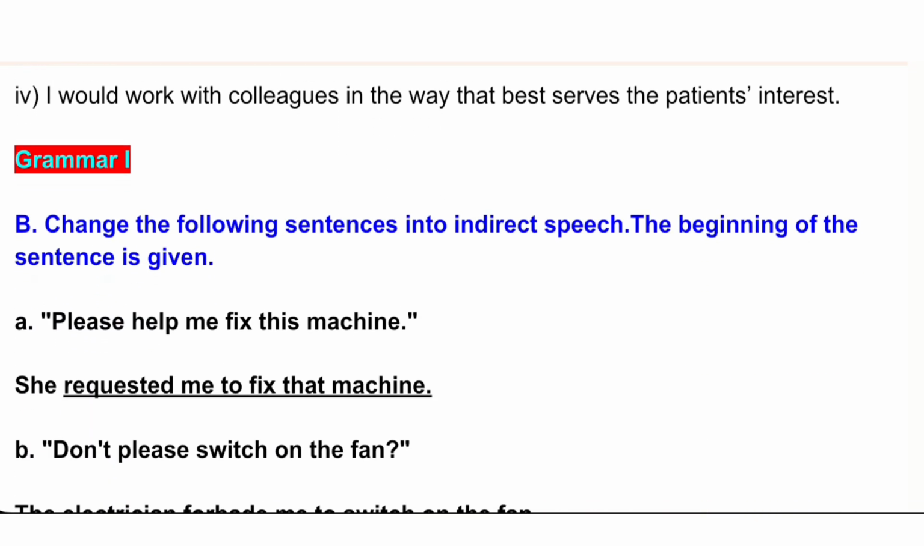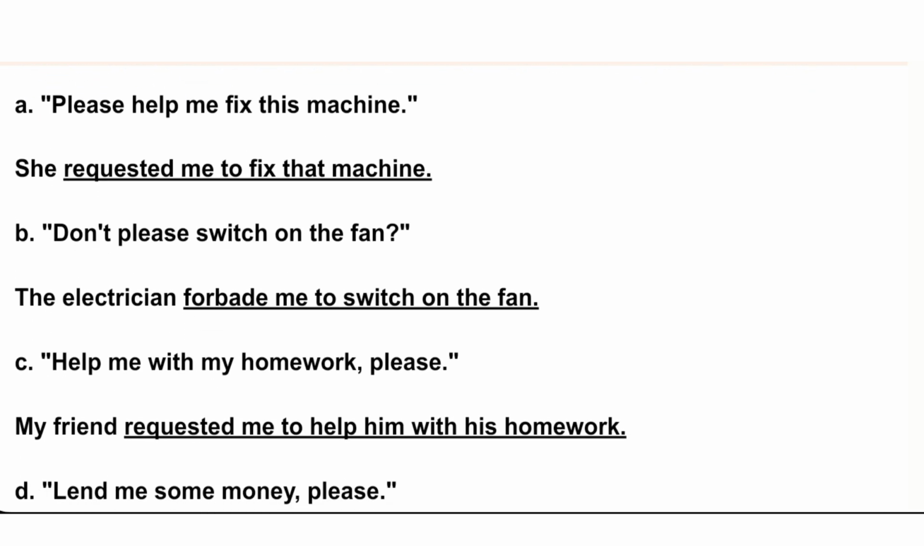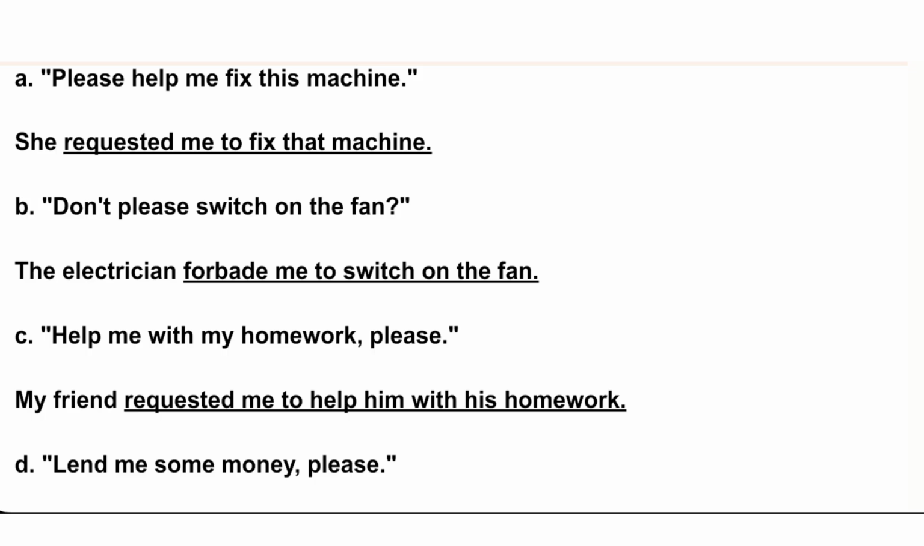Grammar. I. B. Change the following sentences into indirect speech. The beginning of the sentence is given. A. Please help me fix this machine. She requested me to fix that machine. B. Please don't switch on the fan. The electrician forbade me to switch on the fan.